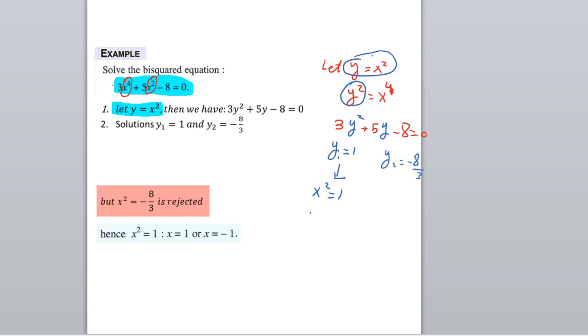So x squared equal 1, I solve it, I get radical 1 يعني plus or minus 1, and here هيدي بتعطيني إنه x squared equal minus 8 over 3. Rejected answer لأنه x squared couldn't be negative, can't be negative. Okay, so that's it.